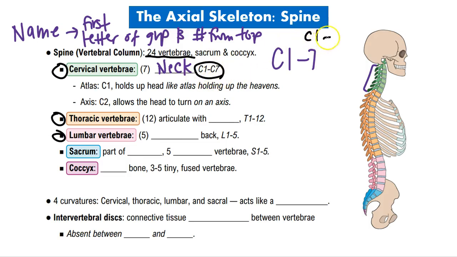You can name it C1 through C7. I just put C1 through 7 just to make it faster. It's not that much faster, right? And this is going to be our, again, our cervical or our neck vertebrae.